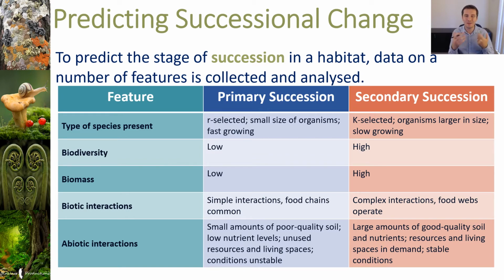Abiotic interactions: in primary succession, you're going to have small amounts of poor quality soil, lower nutrient levels, unused resources and living spaces, and conditions which are relatively unstable. In secondary succession, you'll have a larger amount of good quality soil and nutrients, resources and living spaces in demand, and more stable conditions. So think about those ideas here: the type of species present, biodiversity, biomass, biotic interactions, and abiotic interactions. They're all things that you need to understand to help you make predictions on the stage of succession and also where things will be going, and on successional change.